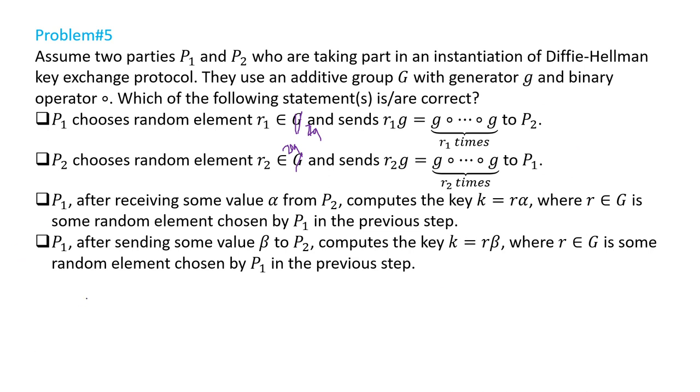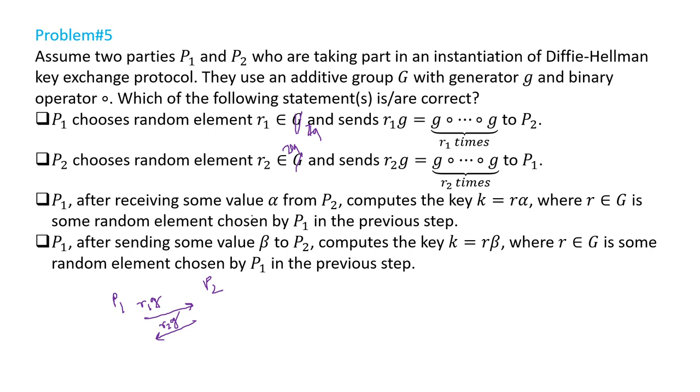Okay, so let me write. P1 chooses random element R1, and there is P1, there is P2. P1 is sending R1G to P2. P2 chooses random element R2 and sends R2G to P1. P1, after receiving some value alpha from P2. So here P1 is receiving R2G, right? So alpha is R2G, let's assume.